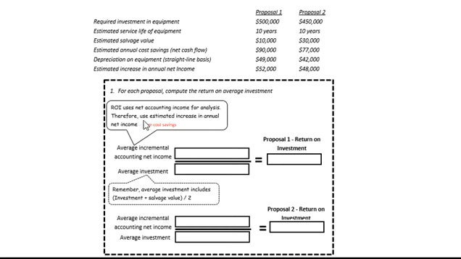Therefore, we're going to use the estimated increase in annual net income, or annual net accounting income, and that's a result from the cost savings that occurred. And we can see here estimated increase in annual net income. So we're going to be using the 52,000 for proposal 1 and the 48,000 annual increase in income for proposal number 2. So there I've just circled the estimated increase in annual net income.